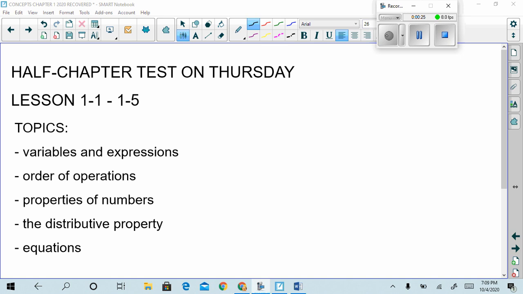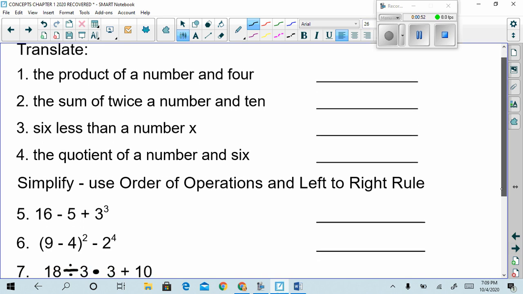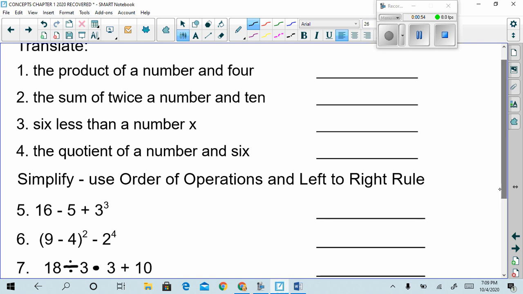Some of those topics include variables and expressions, order of operations and evaluations, the properties of numbers, including the distributive property, as well as solving equations of different types. So let's practice. Have a piece of paper handy. Start to copy down your translations and we'll see how you do. When you're done with the translations, let's go on to order of operations. So try these 7.